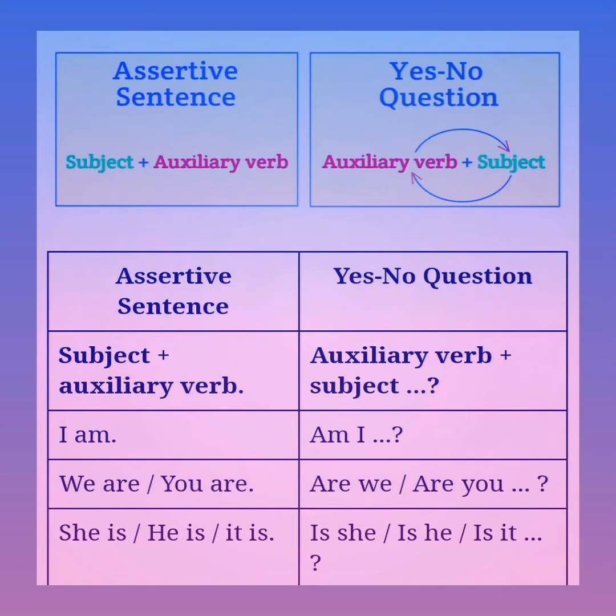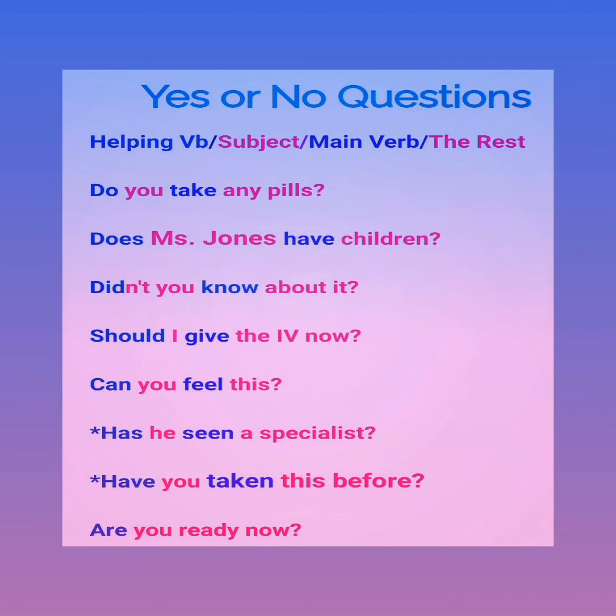Let's see examples. I am, I; we are, we; are you. She is, he is, it is: is she, is he, is it. Like that we have to change. Let's see more examples. Do you take any pills? Does Miss John have children? Didn't you know about it? Should I give the fort now? Can you feel this? Has he seen a specialist? Have you taken this before? Are you ready now? So this one we know.